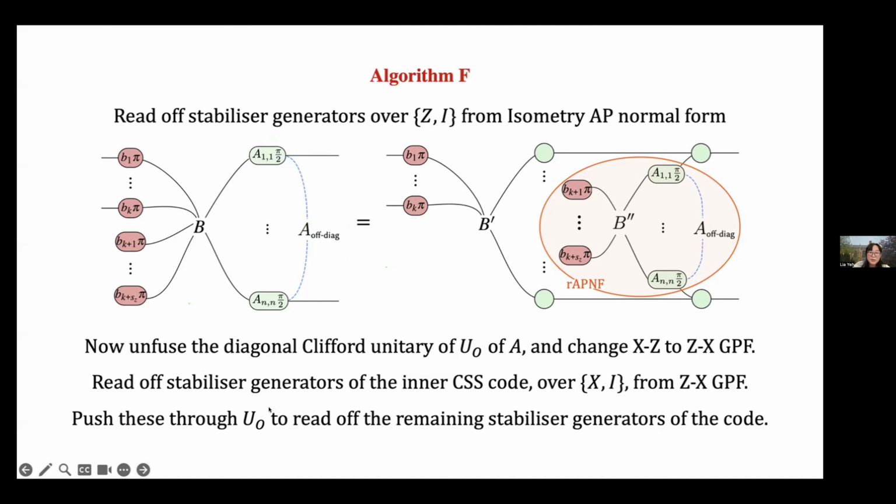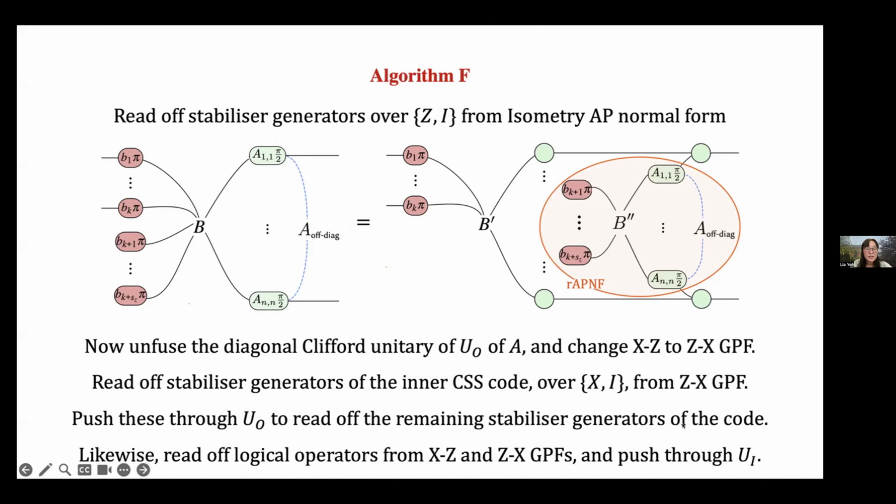You'll just have to push through. This is equivalent to doing a binary matrix multiplication, as I'll show on the next slide, I think. Likewise, you can read off logical operators from the input spider connectivities, and then you have to push them through U_I if you've got that, which is not necessarily diagonal. It's some Clifford unitary if you have a Clifford encoder.